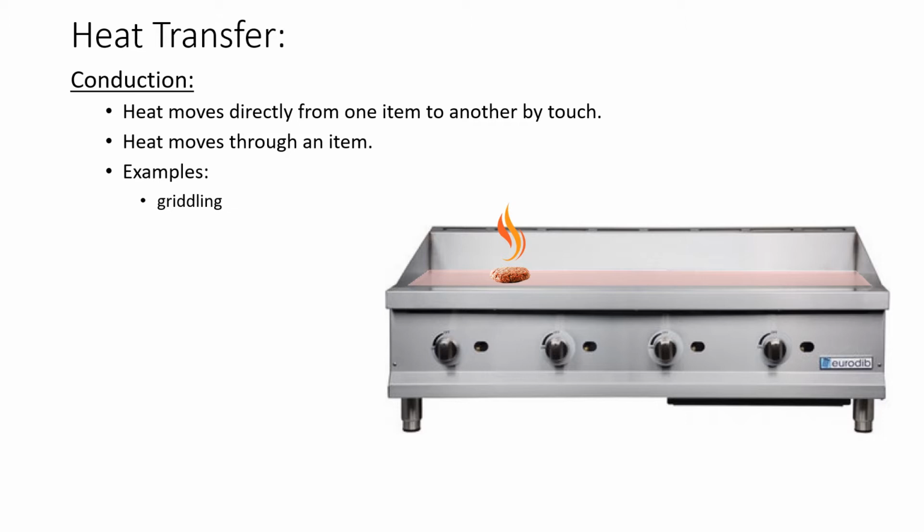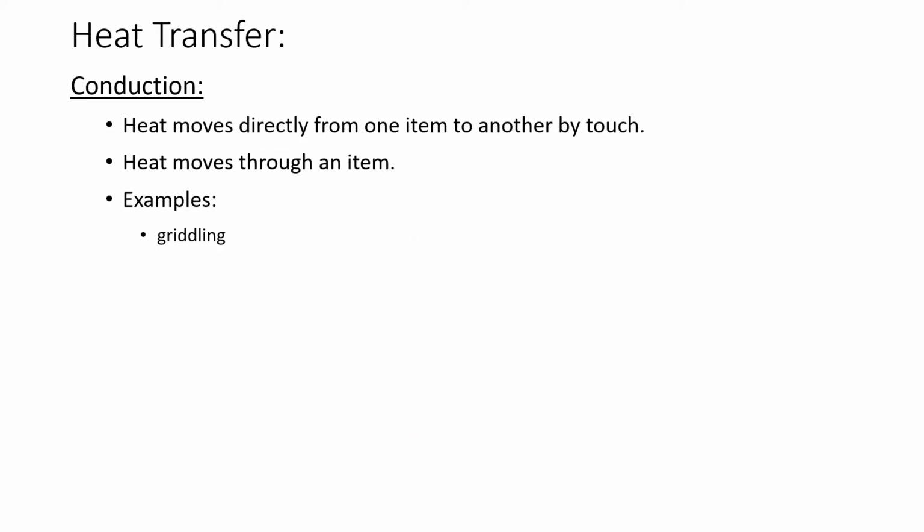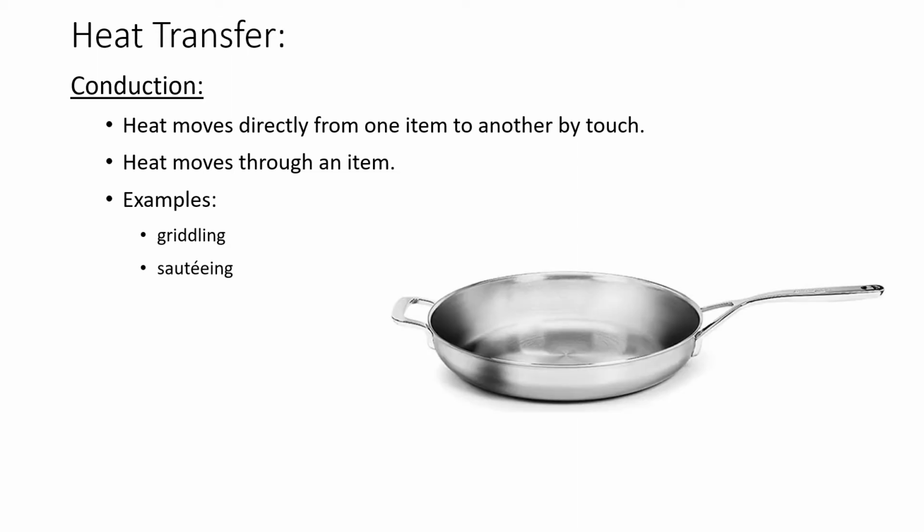Another example of conducted heat transfer would be sautéing. We'll be describing all the cooking methods in the next lesson, but sautéing is a fast frying technique where you use a sauté pan and that's placed onto an element, electric or induction or gas. The bottom of the pan heats up and we place our food down on top of the hot pan, and that's how the heat gets into the food. It's called conducted heat transfer.